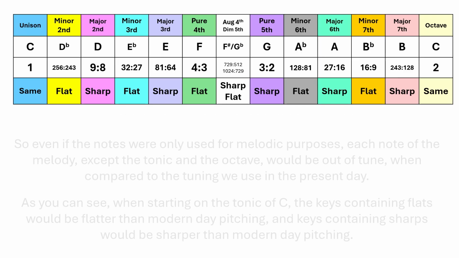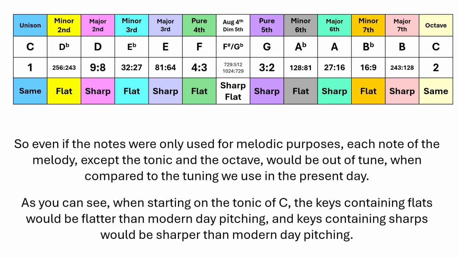So even if the notes were only used for melodic purposes, each note of the melody, except the tonic and the octave, would be out of tune when compared to the tuning we use in the present day. As you can see, when starting on the tonic of C, the keys containing flats would be flatter than modern day pitching, and keys containing sharps would be sharper than modern day pitching.